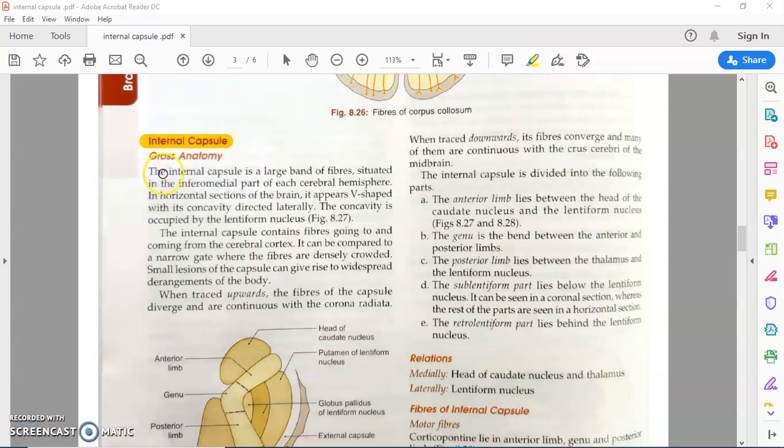Internal capsule. It is a large band of fibers that passes through the interval between the thalamus and caudate nucleus medially and the lentiform nucleus laterally. This region is called the internal capsule.